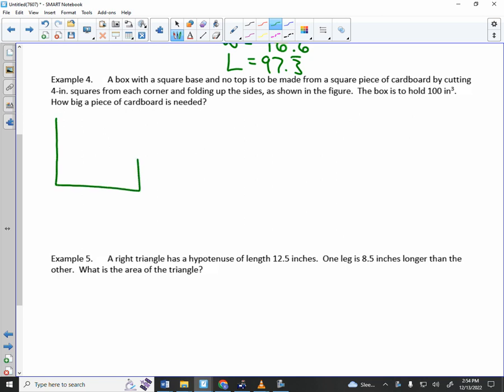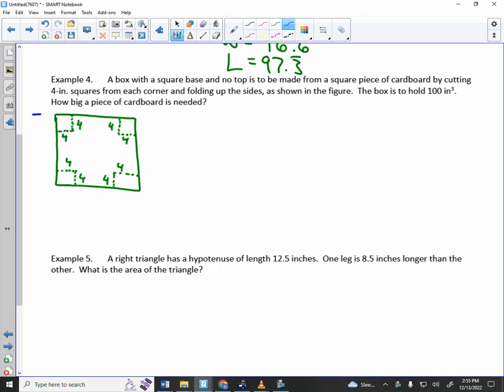So I'm going to draw the piece of cardboard. And as we have this piece of cardboard, we're going to cut a corner here, and a corner there, corner here, and corner there. And does it say what size of corner that we should cut? Yeah, we're going to cut 4 inches. So 4 and 4, 4 and 4, 4 and 4, 4 and 4.